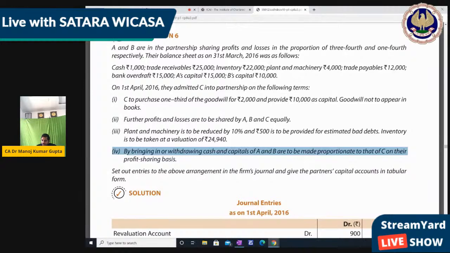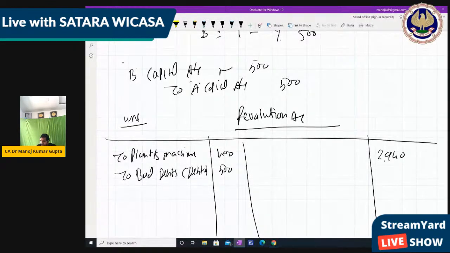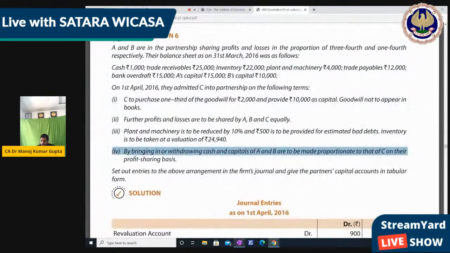Next, inventory is to be taken at a value of 24,940. How much inventory value is in the books? 22,000. So it's increased by 2,940. How is inventory increased? 24,940 minus 22,000, the value in the books. Then next, by bringing in or withdrawing cash, the capital of A and B are to be made proportionate to that of C on their profit sharing ratio. That is a proportionate capital we have to do, right? So revaluation part is done.